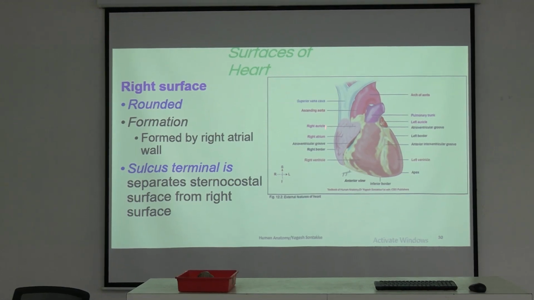Similarly, this is the right surface, contributed by the right atrium, and here we get one groove which is connecting the superior and inferior vena cava, which is called the sulcus terminalis.